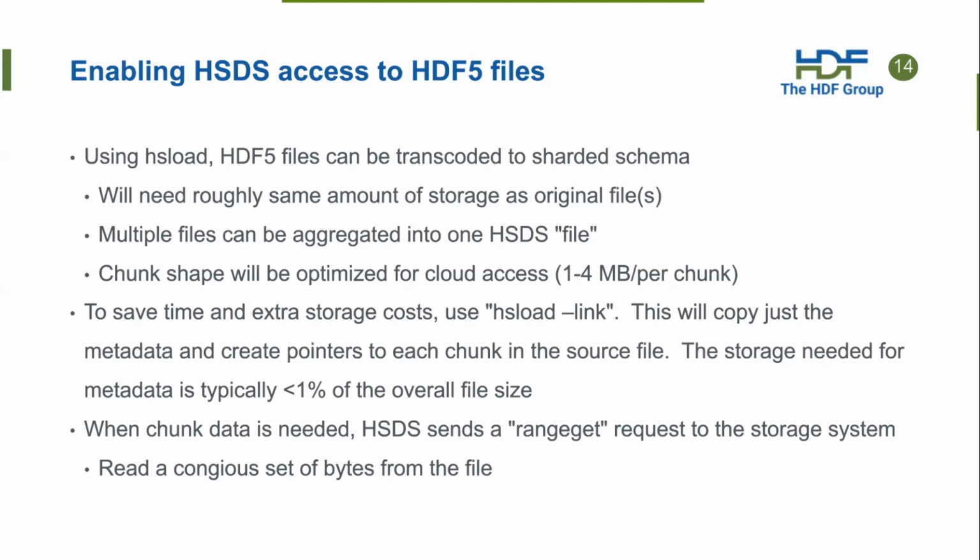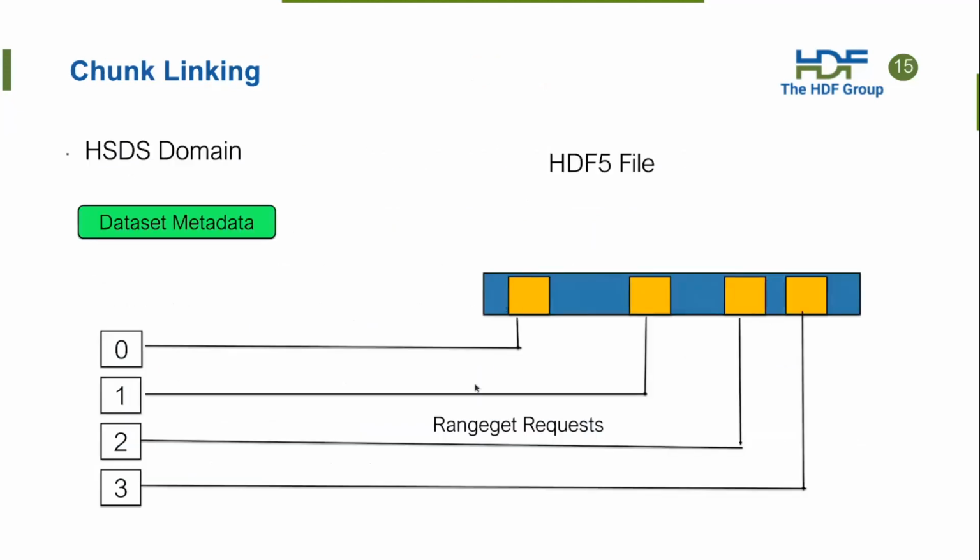There's an alternative, though, called hsload-link. And here, you're assuming your HDF file is already in the cloud. You want to just extract the metadata and leave the chunk data where it is. So hsload-link will extract the metadata and create pointers to all the chunks in each dataset in the file. So here's an example. You have your dataset metadata, and we create these indices for each chunk, and each points to somewhere in the file. So the chunks for a particular dataset may be sequential within the file, or they may be scattered. There's really no way to tell beforehand how they'll be arranged.